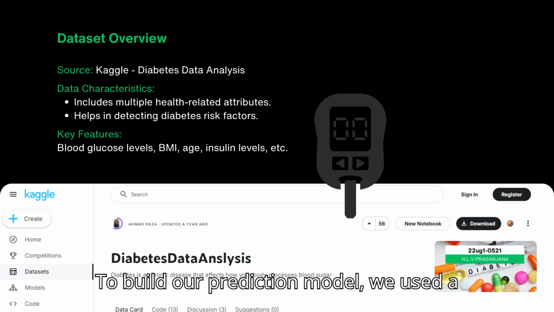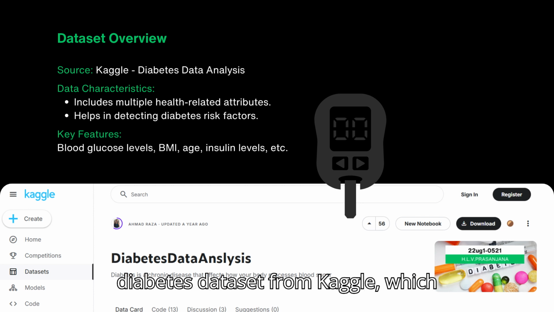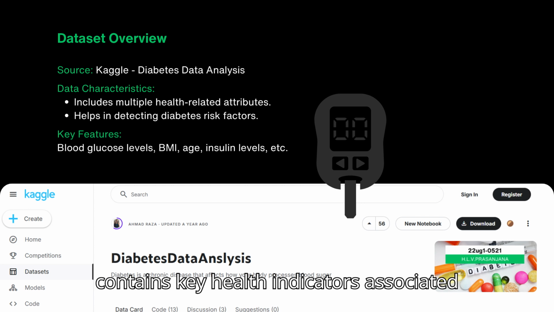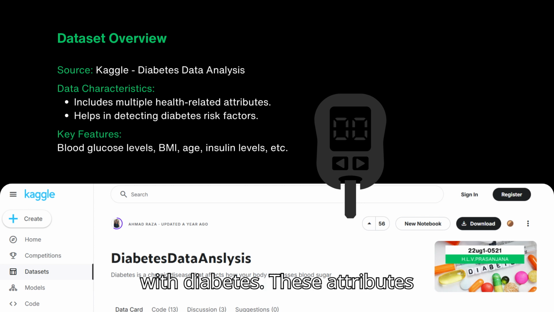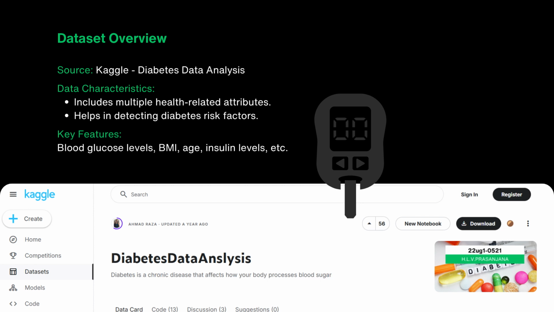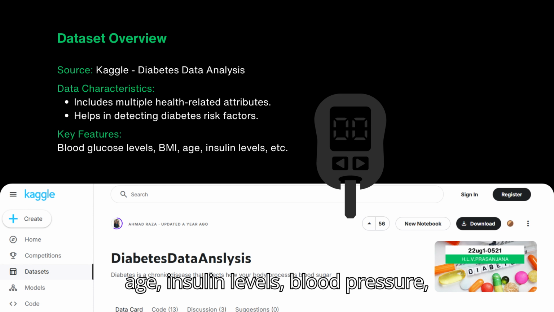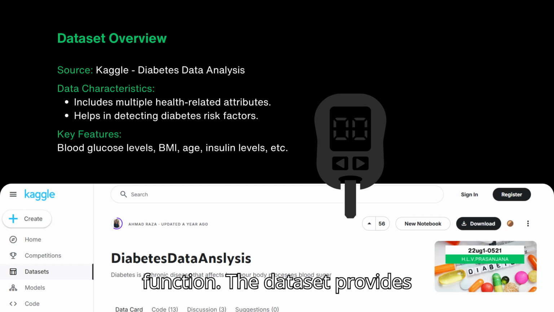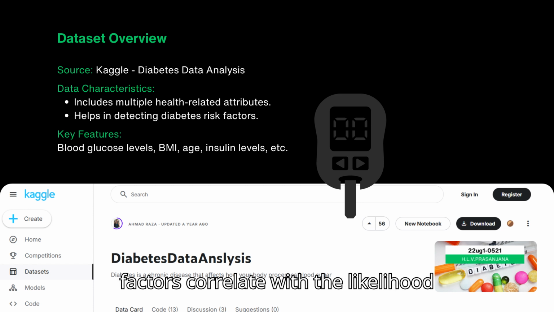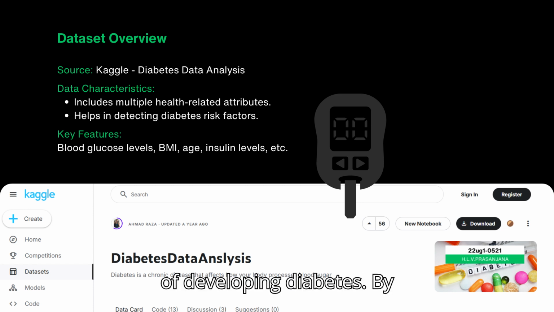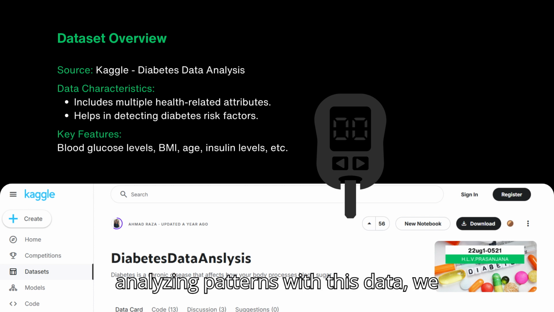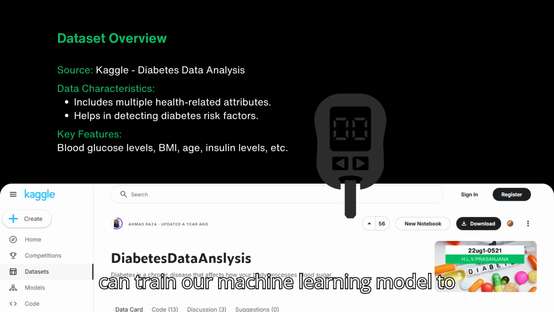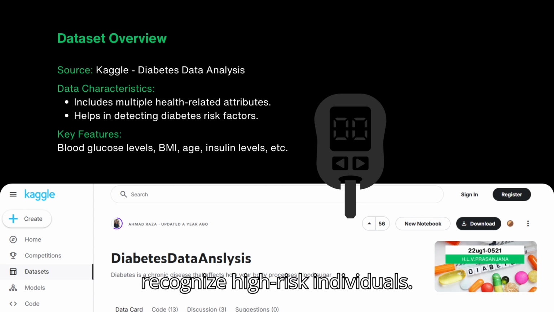To build our prediction model, we used a diabetes dataset from Kaggle, which contains key health indicators associated with diabetes. These attributes include blood glucose levels, BMI, age, insulin levels, blood pressure, skin thickness, and diabetes pedigree function. The dataset provides valuable insights into how these factors correlate with the likelihood of developing diabetes. By analyzing patterns within this data, we can train our machine learning model to recognize high risk individuals.